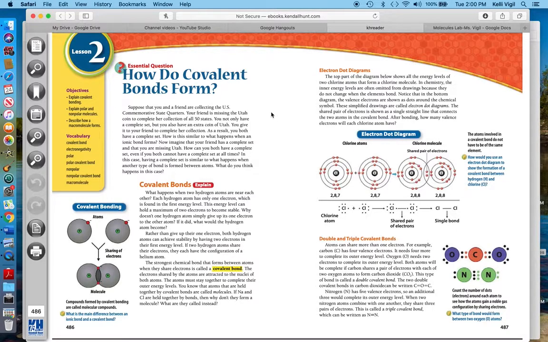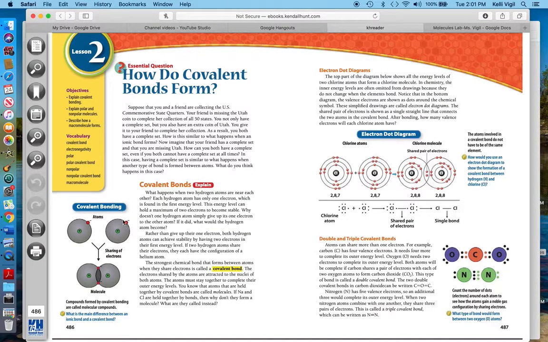Now, how are those state quarters similar to what happens when an ionic bond forms? Imagine that your friend has a complete set and that you're missing Utah. How can you both have a complete set, even if you both cannot have a complete set at all times? In this case, having a complete set is similar to what happens when another type of bond is formed between atoms. What do you think happens in this case? We share.